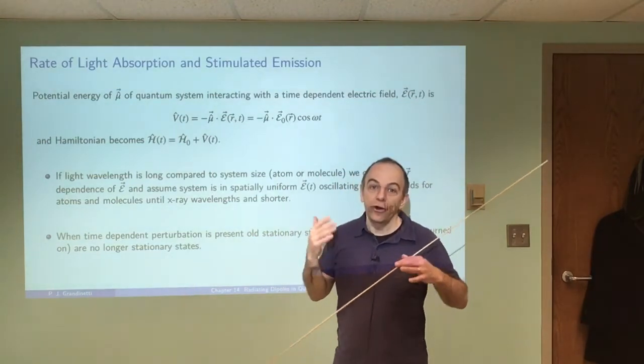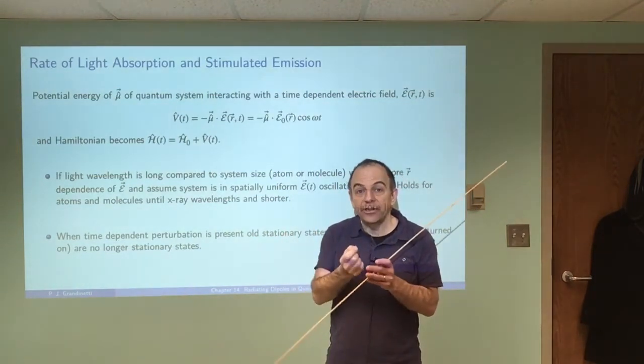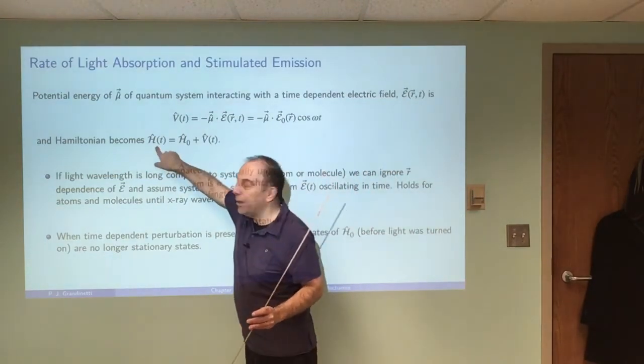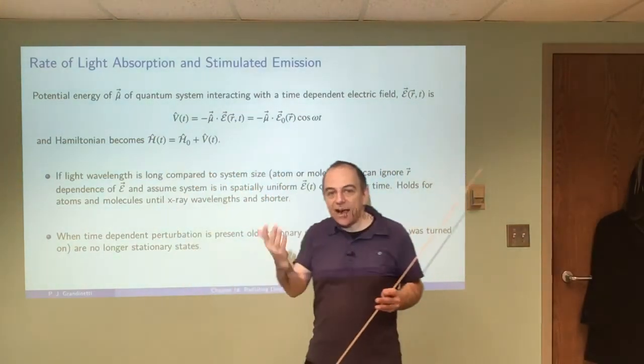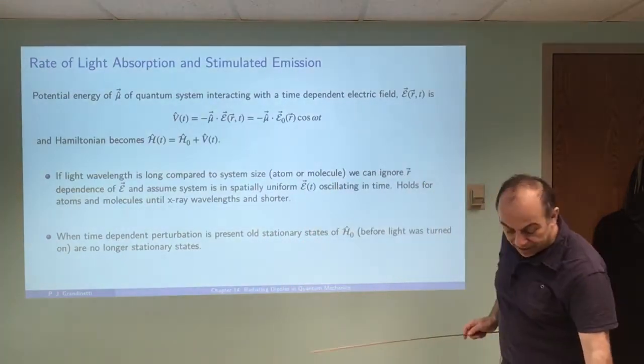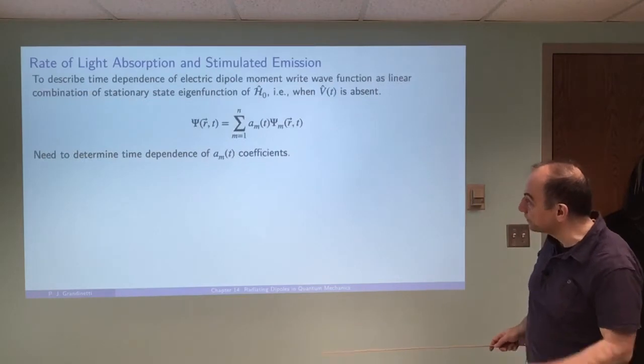So now there are new energy eigenstates, and an old energy eigenstate becomes a linear combination of the new energy eigenstates, and that's how we push to cause this transition to occur. So let's see how that happens.